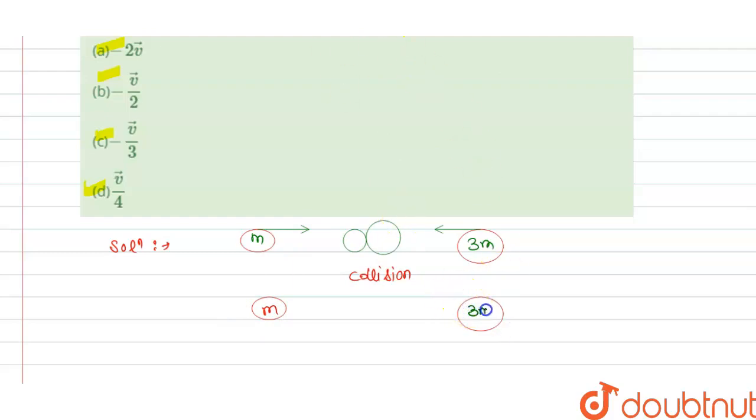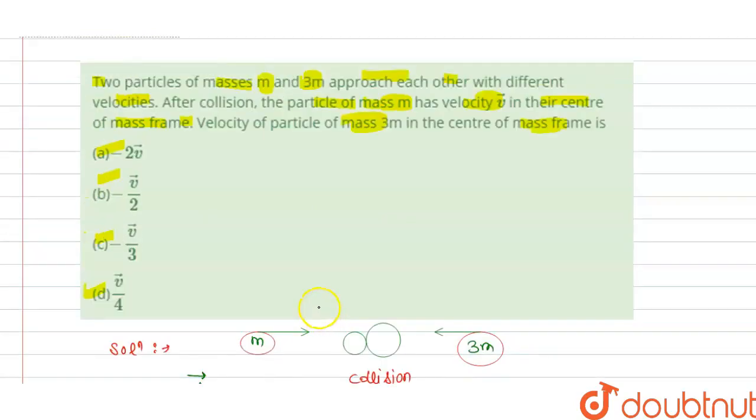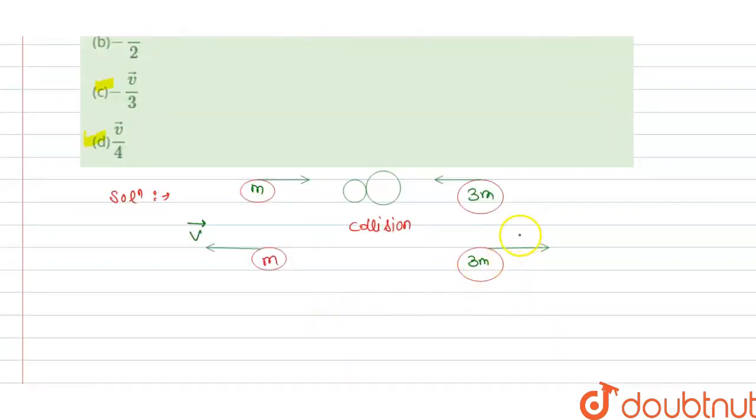So this is 3m. After collision, it must start moving in this direction and this starts moving in this direction, and this is moving with the velocity vector v in the center of mass frame, and this one, let us suppose, is moving with v vector dash here. So we have to find the v vector dash here.